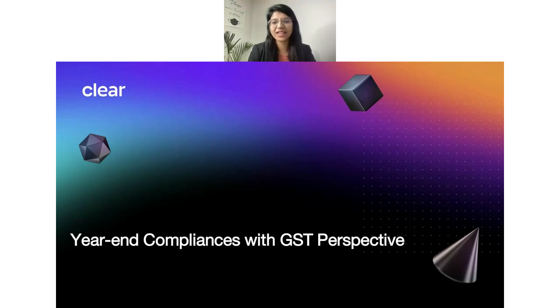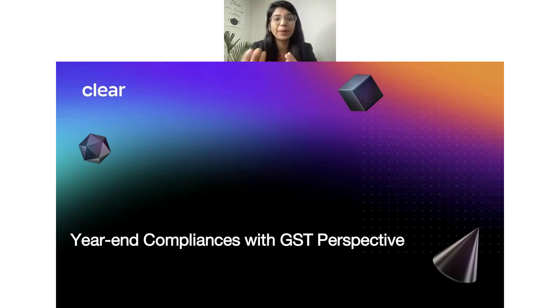So with this, we'll start today's session, which is on year-end compliance from the GST perspective. From the GST perspective, we all know there are a lot of things we have to consider, be it reconciliation, something related to sales, or something related to ITC. And then we have some forms which need to be filed. There could be certain annexures, there could be some LUT form. So we also have to look into that perspective.